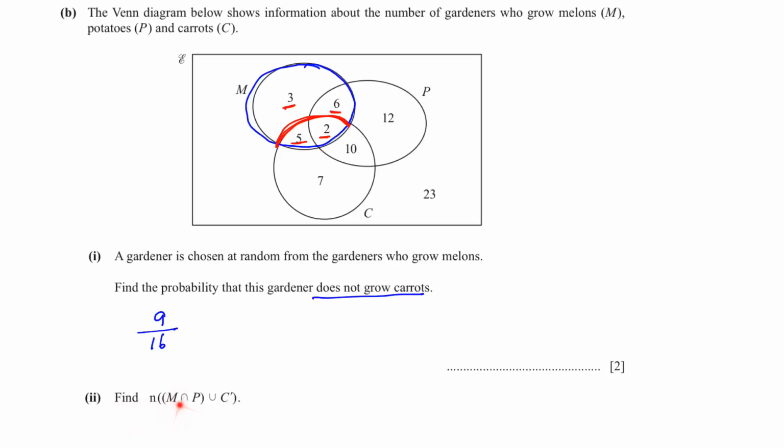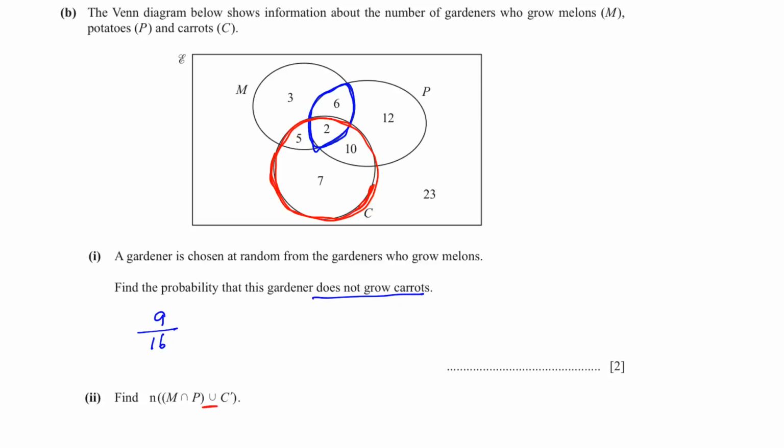Find the number of M intersection P union not C. M intersection P is what is in M and in P. So this here. Union not C. First let's see what is not C. This C complement we can also say as C dash, or not C is easier to understand. So what is C? This circle here is C. So everything outside the circle is not C.